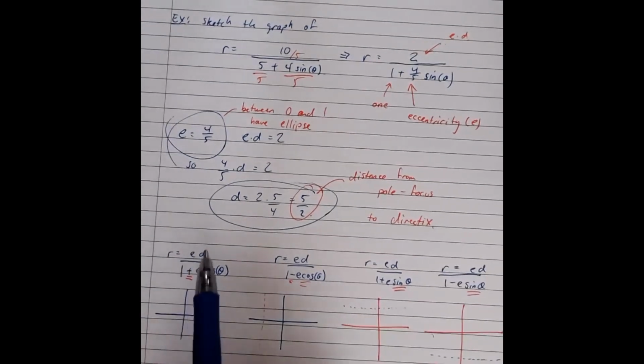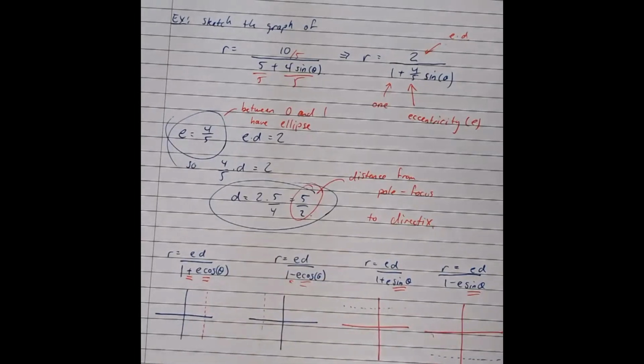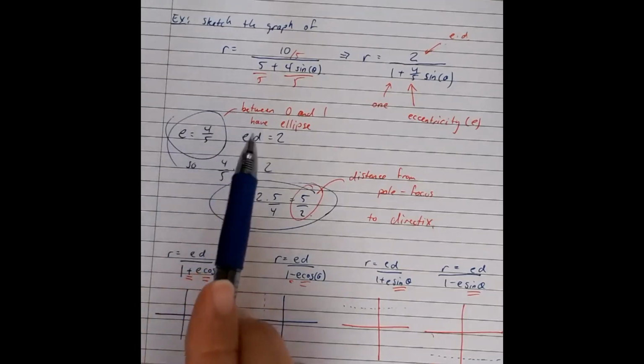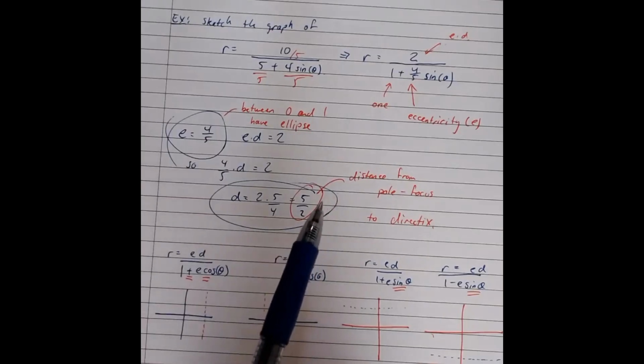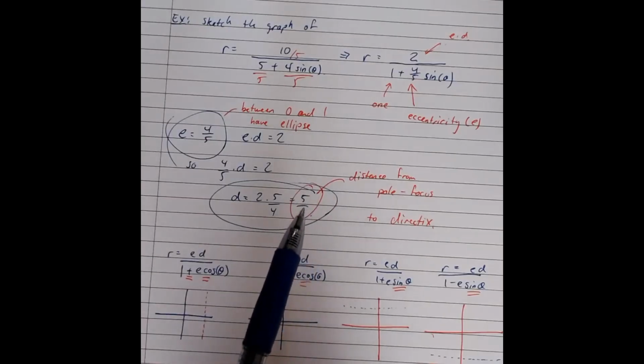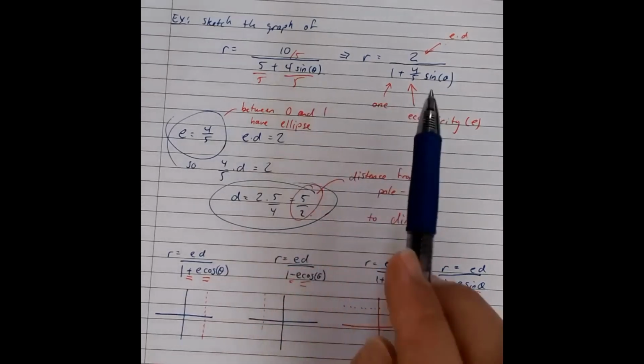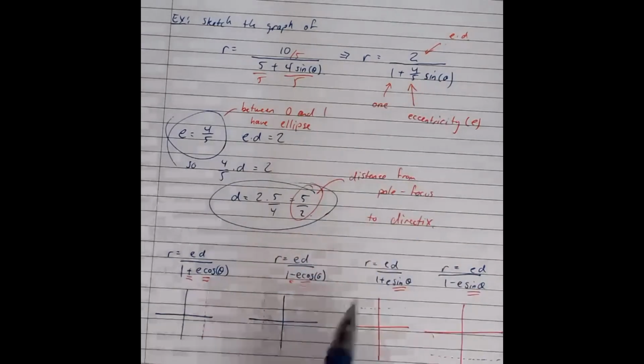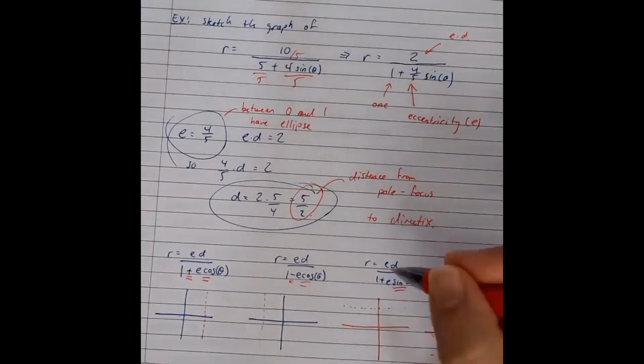Yeah? So cosine, left and right; sine, up and down. Positive to the right, negative to the left, positive up, negative down. It kind of follows the same pattern that we usually see with pluses and minuses. So now we have all the information that we need. In our case, we know the eccentricity is between 0 and 1, so we know we're going to have an ellipse. We know that we have a directrix that is 5 halves of a unit away from that pole, away from that focus. And because of our equation here, that's going to be plus, and that's going to be sine. Okay, plus and sine. That means we're going to have a directrix that is above the pole.